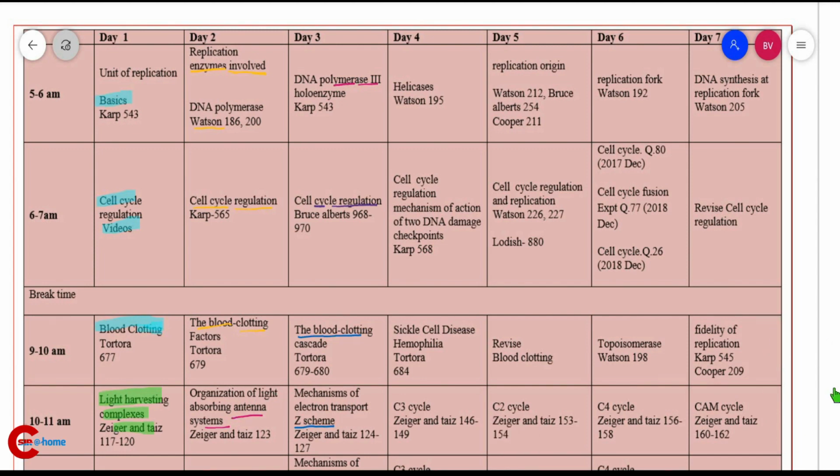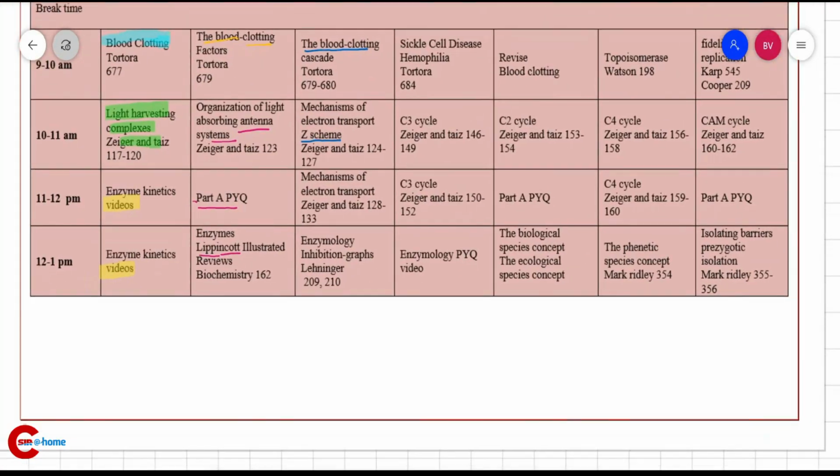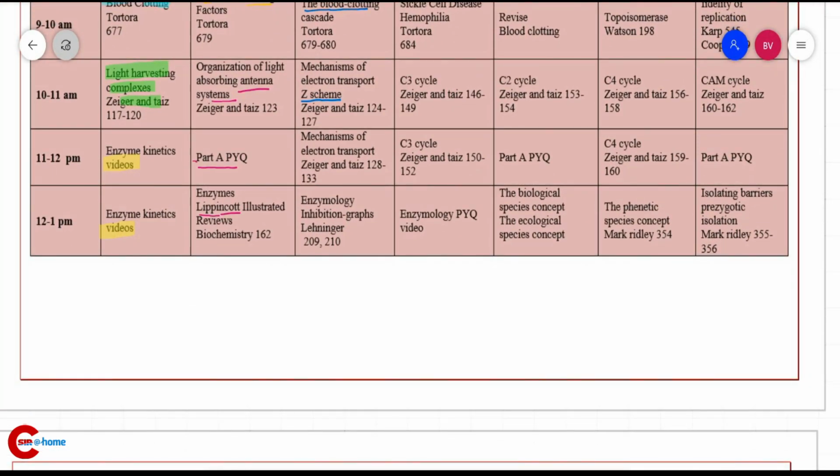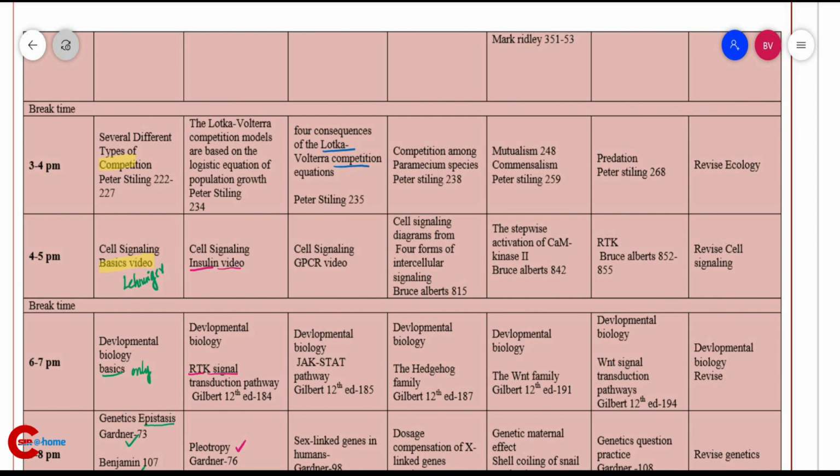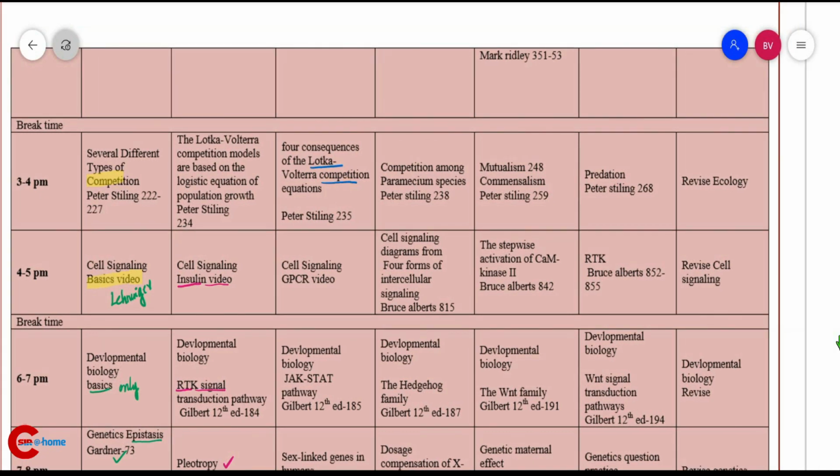Then 11 to 12 p.m., mechanism of electron transport. Then 12 to 1 p.m., enzymology inhibition graph, study the graph, Lehninger, page number 209 and 210. Then 3 to 4 p.m., Lotka-Volterra, Peter Stiling. Then 4 to 5 p.m., GPCR, cell signaling. We have 2 videos on GPCR, study it, or you can refer Lehninger.